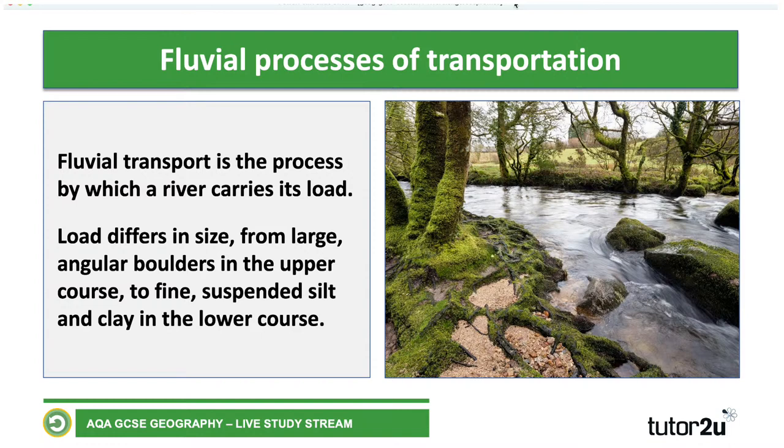transportation. Thank you. Okay, so here we have a look at some of the fluvial processes of transportation. Now, this is the process by which the river carries its load. And if you were to travel along the long profile from the source to the mouth, you'd see that the particle size differs, in both its size and its angularity or smoothness. From the source in the upper course, there would be very large angular boulders, which have been newly weathered from the valley sides. And as we move down, the particle size would become smaller, finer and more rounded until it finally becomes silt in suspension in the lower course.